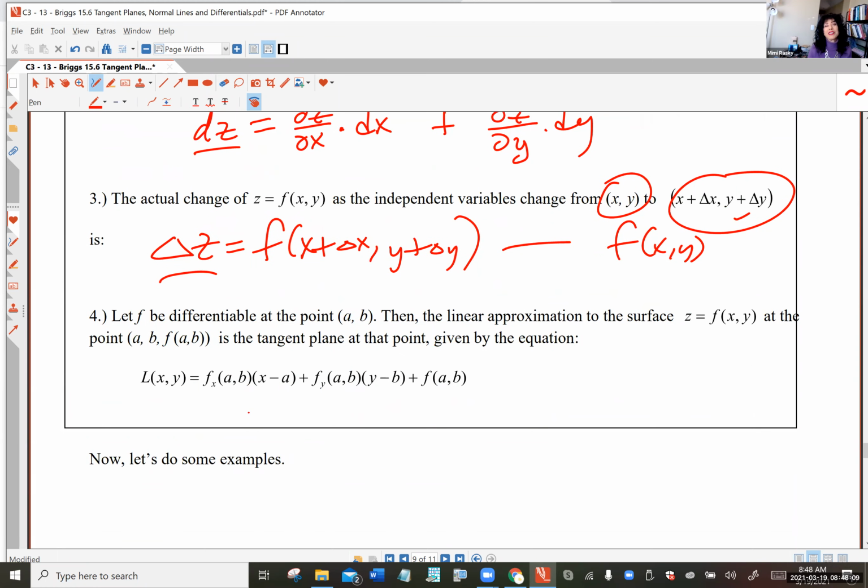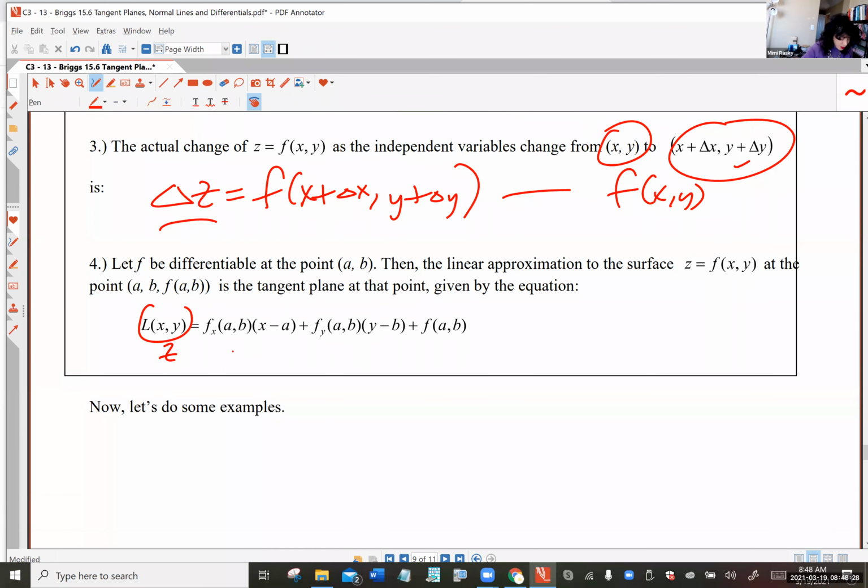Now what about the linear approximation function for a function of two variables? Aha! It's the same as the tangent plane equation. They just rearranged it and solved it for z. I'm not kidding you, people.